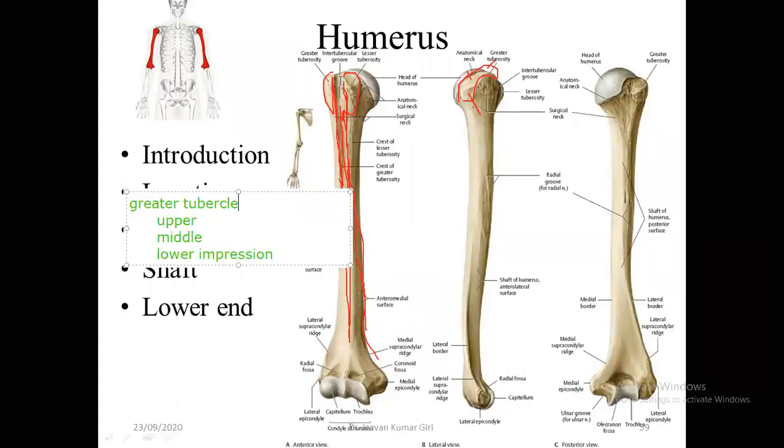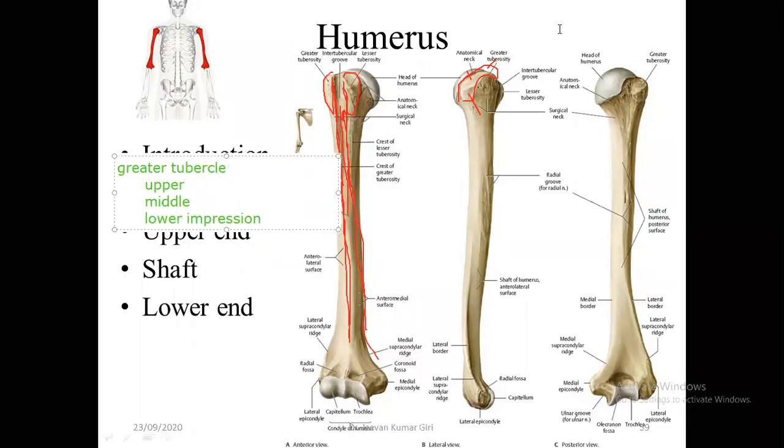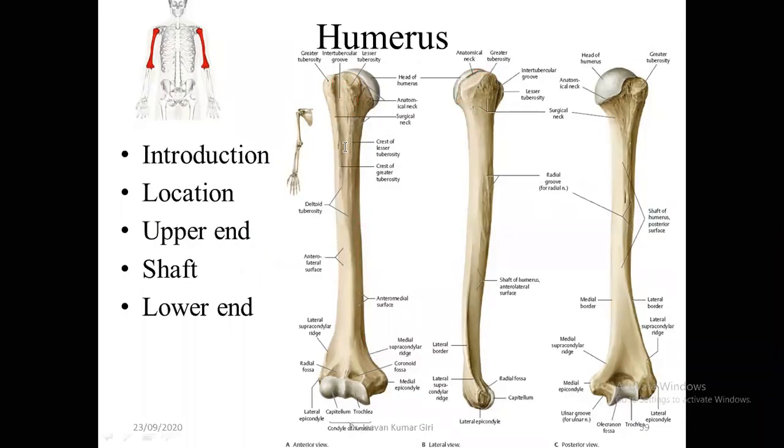In between the two tubercles is the intertubercular sulcus, or bicipital sulcus. The bicipital sulcus has two lips, the medial lip and the lateral lip. In between the two lips is the floor of the bicipital groove. So that is about the upper end. Now we'll go for the shaft, that is the middle portion.